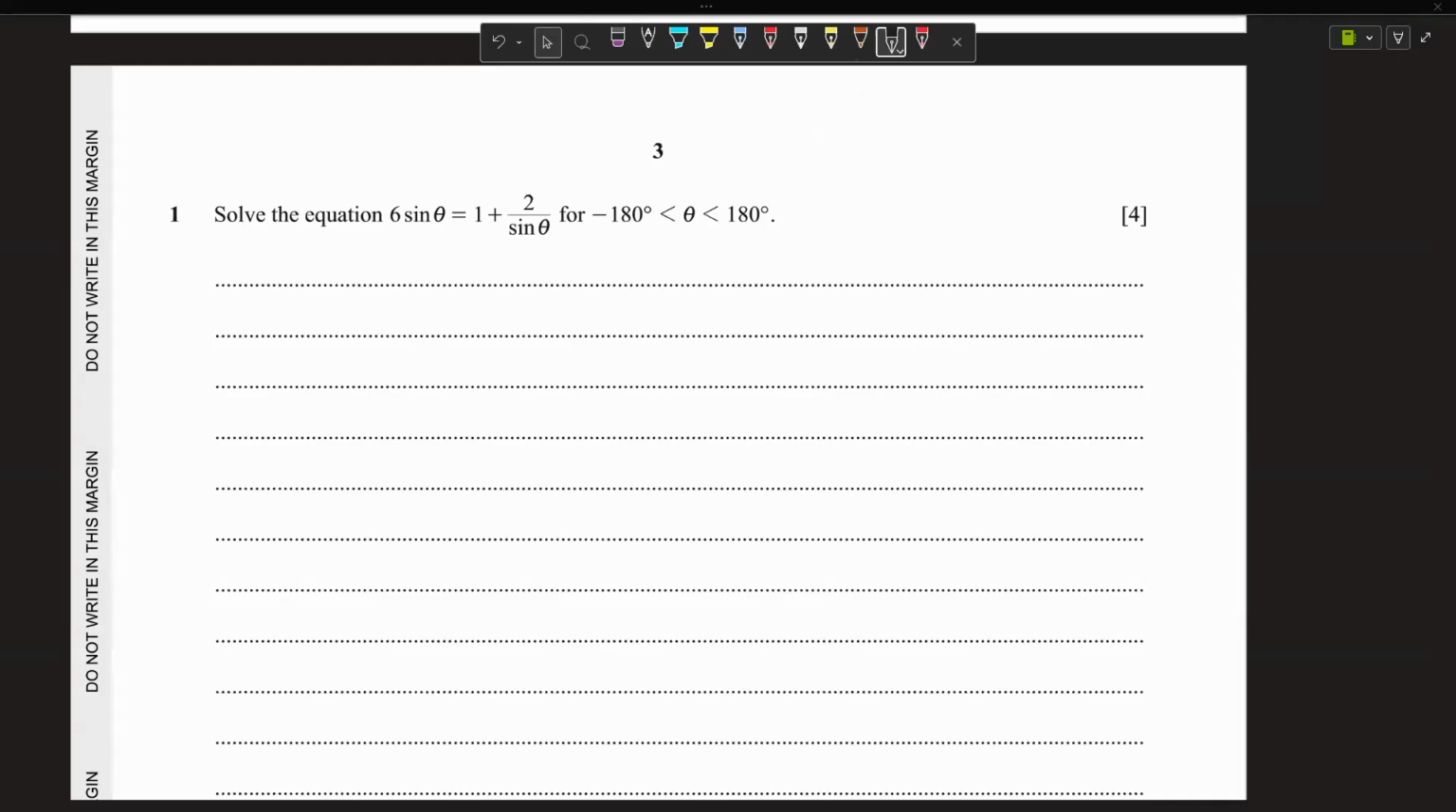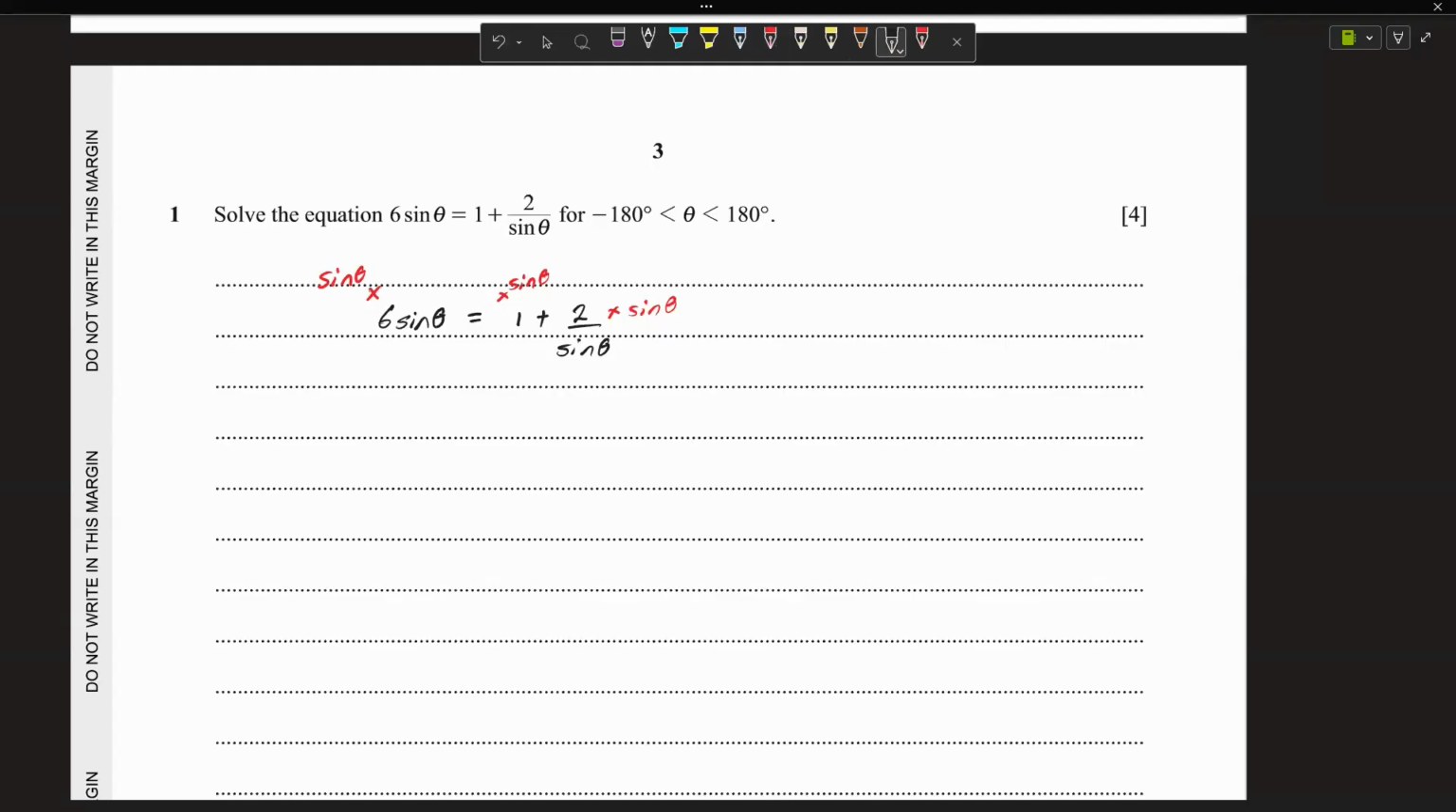All right, so here we have 6 sine of theta being equal to 1 plus 2 over sine of theta. We're going to multiply all the terms by sine theta. So that's going to be 6 sine theta times sine theta, 1 multiplied by sine theta, and 2 over sine theta times sine theta. Whatever you do to the left side, you also do to the right side.